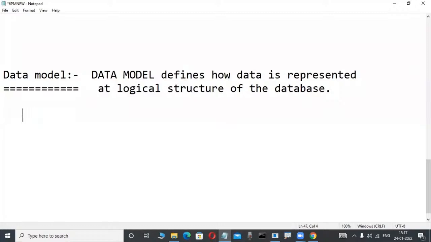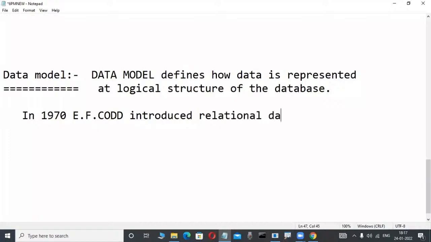Suppose from 1970 onwards, this data model is there. Where Oracle is concerned, we will learn next. First, just roughly observe here. In 1970, E. F. Codd, don't write anything, just observe, some new terminology. E. F. Codd introduced the relational data model. He is a mathematician, working at IBM in those days.